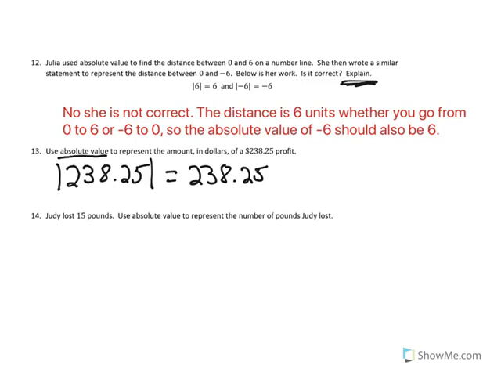Number 14, Judy lost 15 pounds. Use absolute value to represent the number of pounds Judy lost. So they're not asking us to answer any question. We just need to write the absolute value of the 15 pounds that she lost, which would be the absolute value of negative 15. Let me write that nice and clear, because a loss of 15 pounds would be negative 15. And the absolute value of that would be 15. It's important when you're asked to do this that you show the loss inside the absolute value sign. You show that negative sign.